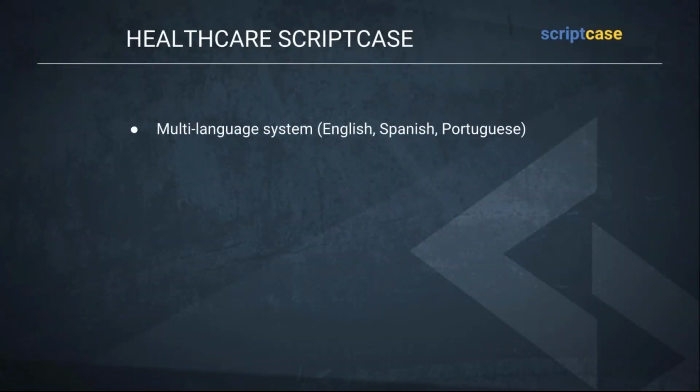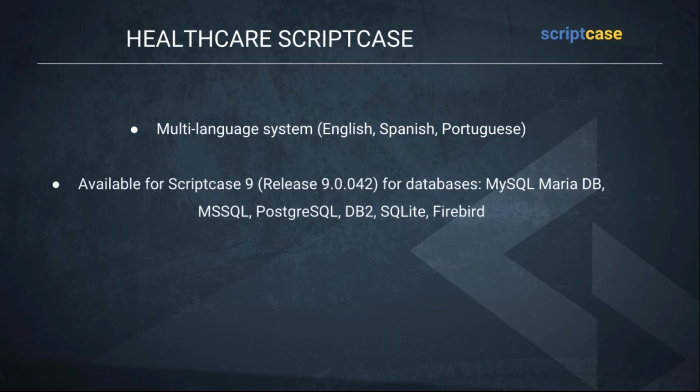Okay, so then we have the system available in English, Spanish, and Portuguese. These are the languages we use to translate the systems we send as example, but you can add more languages. I can show you how to do that as well. It's available for Scriptcase 9 only, from the release we sent out yesterday, release 42. The databases are MySQL, MariaDB, MS SQL, Postgre, DB2, SQLite, and Firebird. So when you download the system, you can use it for all these databases.